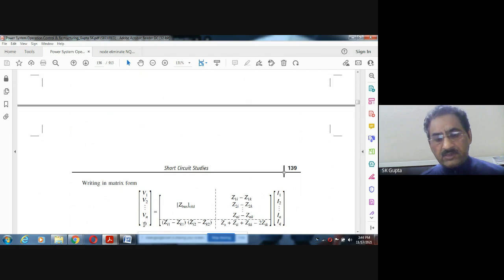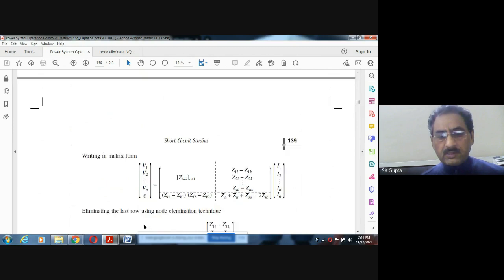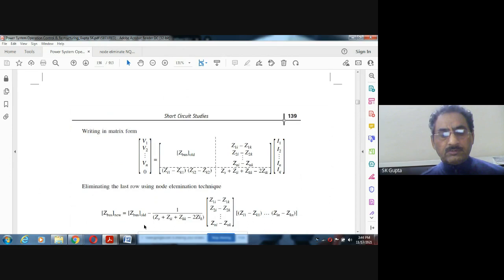Now again we apply the node elimination technique, as we did earlier. Z bus new will be equal to this old, and this column is placed here, this row came here, and this diagonal element will be put here. So in this way, this is the Z bus new.